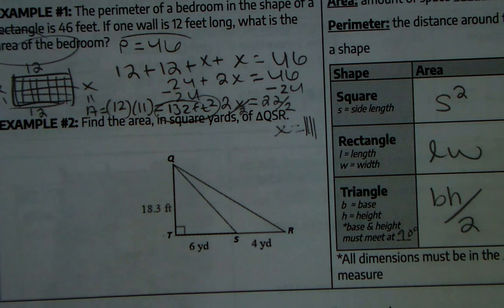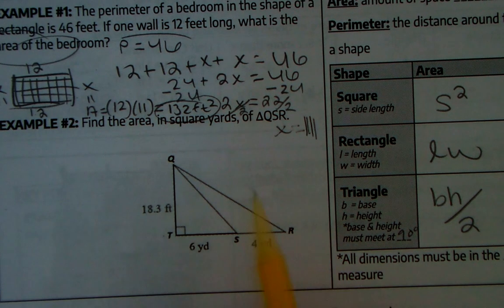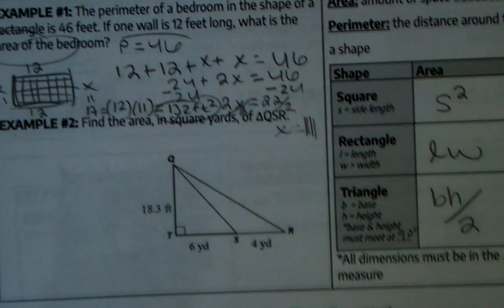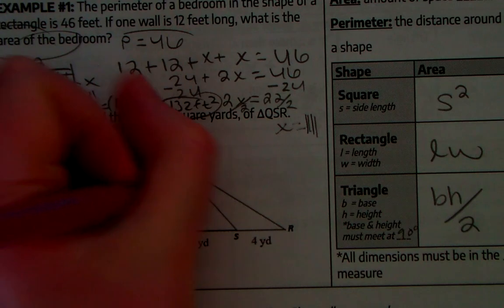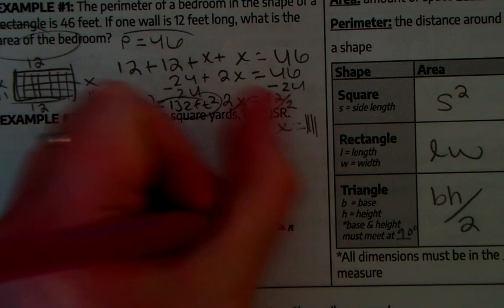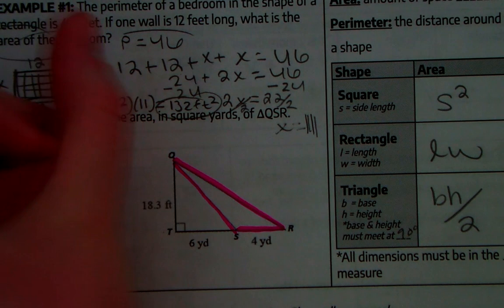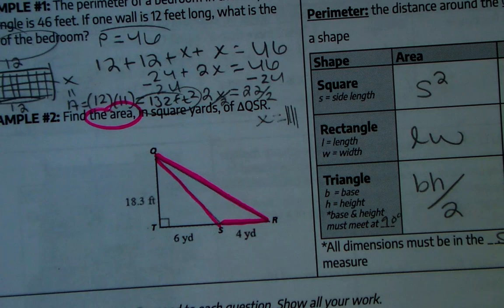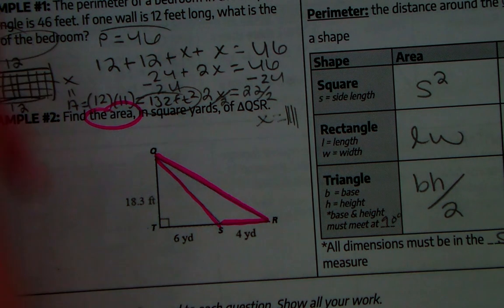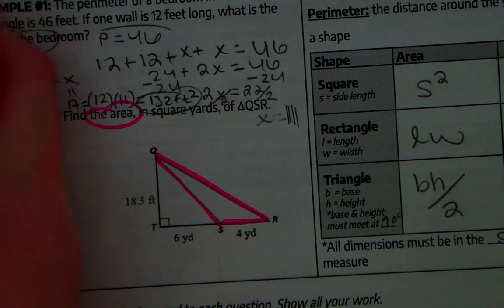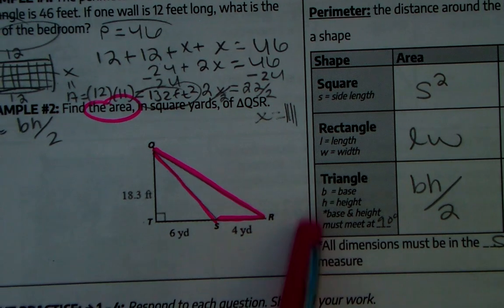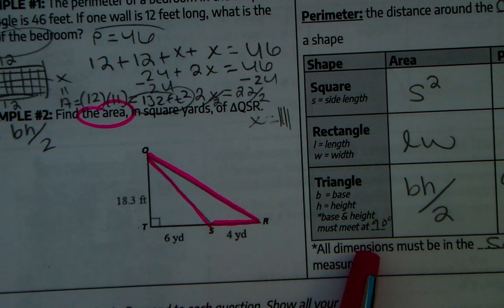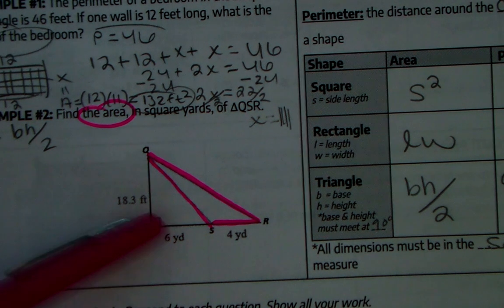All right, next we're going to deal with a triangle. This says find the area in square yards of triangle QSR. So first of all, triangle QSR is this triangle. What does it want and what's the area? So area is base times height divided by 2. All right, so my base and my height must meet at that 90-degree angle, right? So I'm noticing a 90-degree angle here.